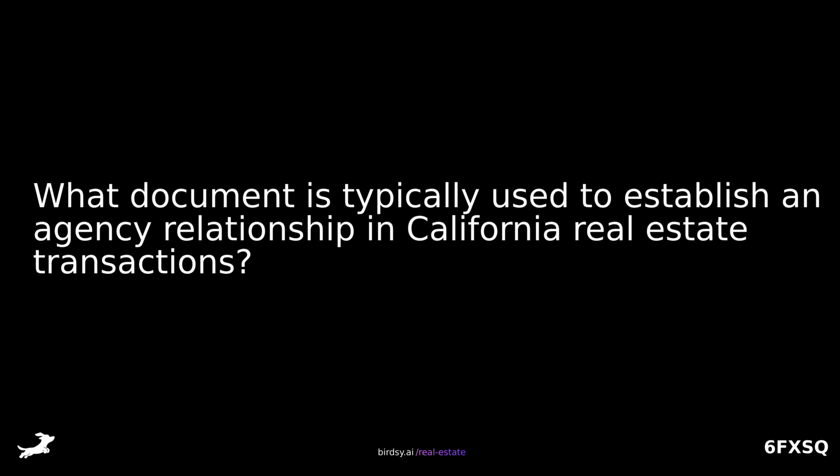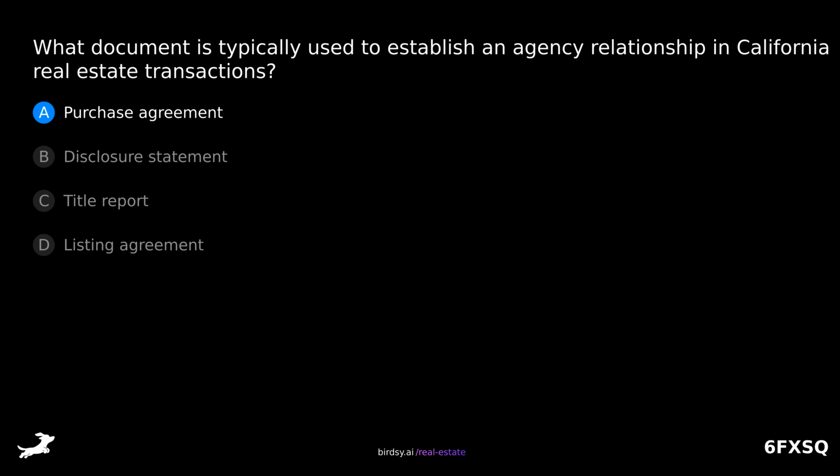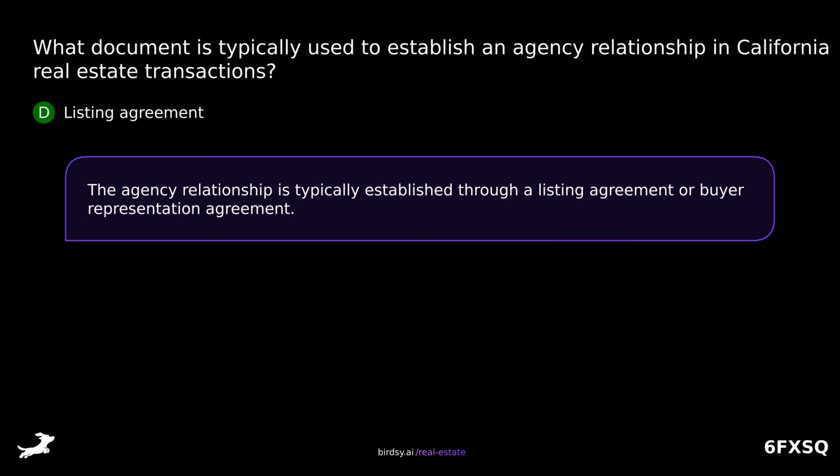What document is typically used to establish an agency relationship in California real estate transactions? Is it A, purchase agreement, B, disclosure statement, C, title report, or D, listing agreement? The answer is D, listing agreement. The agency relationship is typically established through a listing agreement or buyer representation agreement.